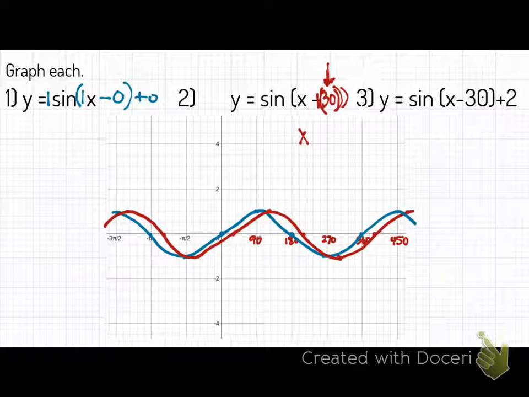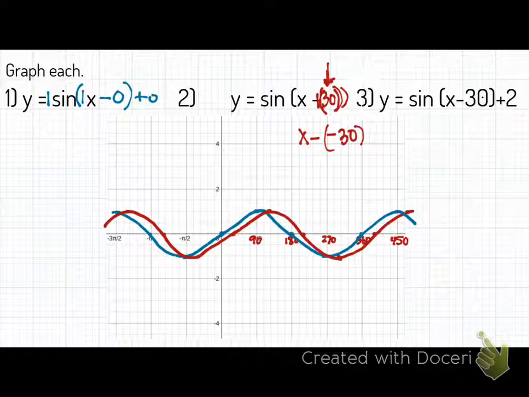So when it says x plus 30, we could read x plus 30 a different way. We could say it's like saying x minus a negative 30. See up there? No, we take the original blue one and we move it back 30 degrees. Right? Y'all good with that? Okay, cool. Just want to make sure you understood that.